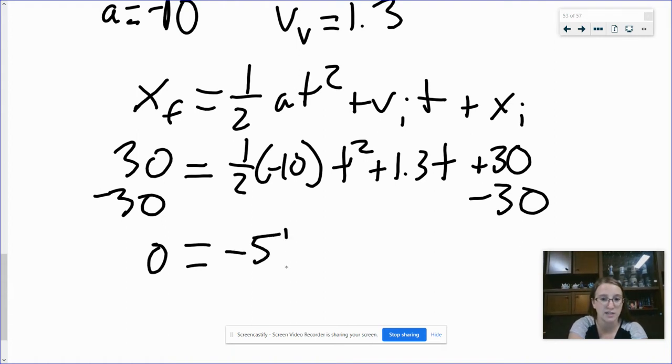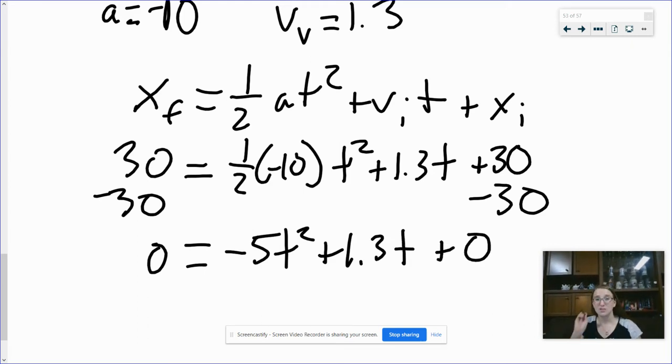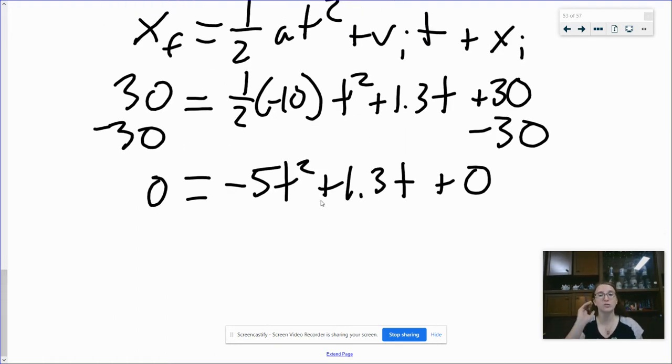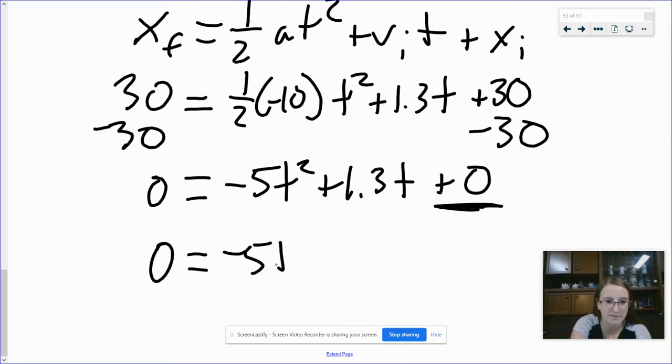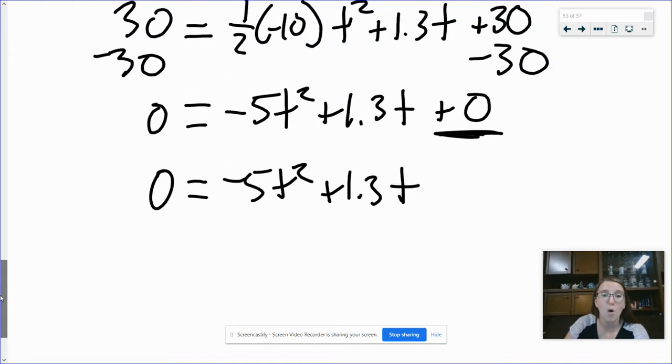I got negative 5t squared plus 1.3t plus 0. Now, you can do the quadratic formula like this using your c as 0. You can actually do that, so hopefully you did try that. However, here's what you can also do. If you have a c of 0, this is what I actually have: 0 equals negative 5t squared plus 1.3t. Again, you could have done the quadratic formula and just said c is 0. Or we can factor out a t here.